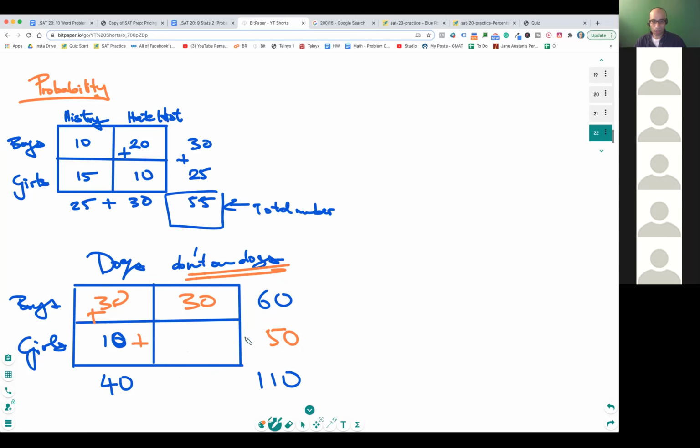So the logic was 60 plus 50 is 110. Now 10 plus how much is 50? That gives you 40, right? 30 plus 40 is 70. Now, the good part is that you know it's correct because 40 plus 70 is 110, 60 plus 50 is 110. So you solved everything, right? So remember, they might give you a problem like this, where you just have to fill in the numbers. But here, now we've done this.